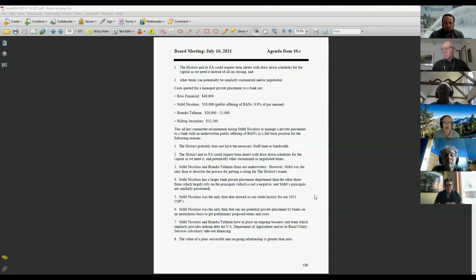So we'd like to recommend retaining Stiefel as our placement agent. We'd like to first try to finance the $7.5 million through a private placement, basically a bank loan. If we don't get acceptable terms through that process, we would then consider doing a public bond offer. And so let me go through the background on all this and how we arrived at this.